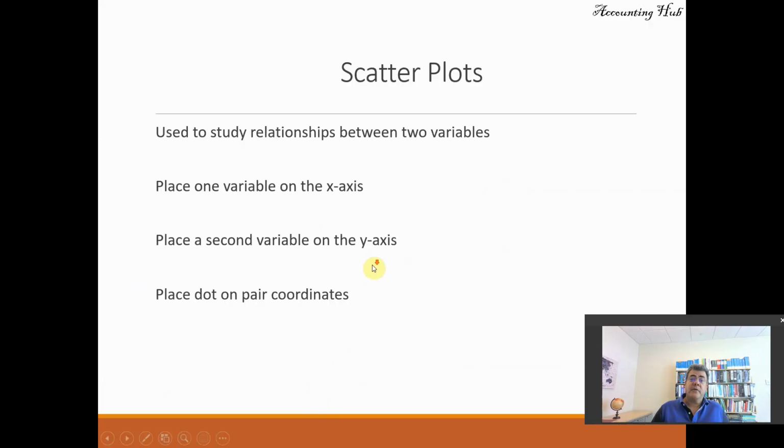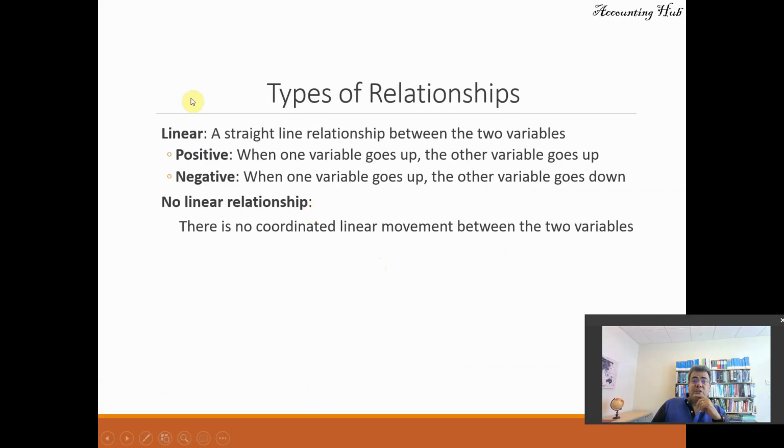And then we have types of relationships. Usually we look at linear, a straight line relationship between two variables. Positive is when one variable goes up, the other variable goes up. That is what we should expect in this scenario. Negative is the opposite: when one variable goes up, the other variable goes down, for instance, selling price going up while total revenue or units sold go down. And no linear relationship means there is no coordinated linear movement between the two variables.